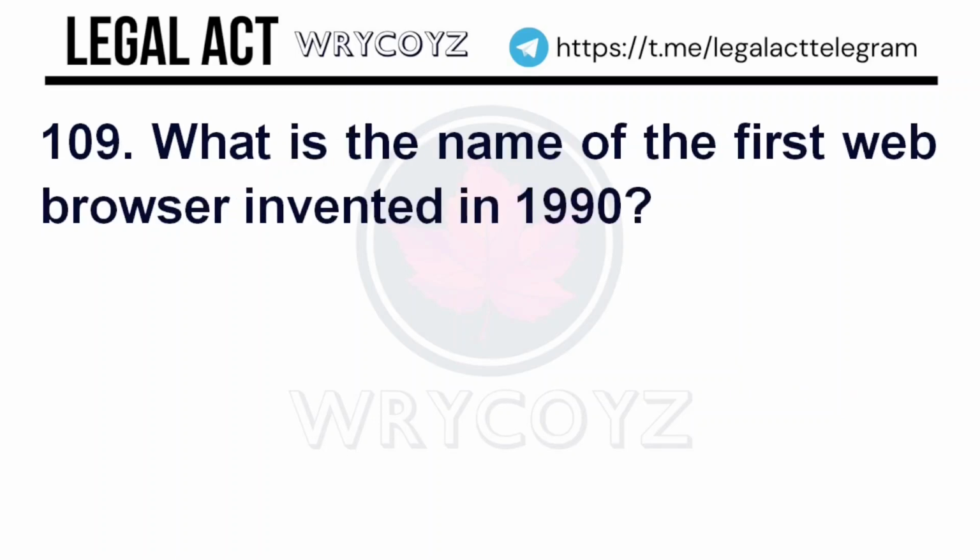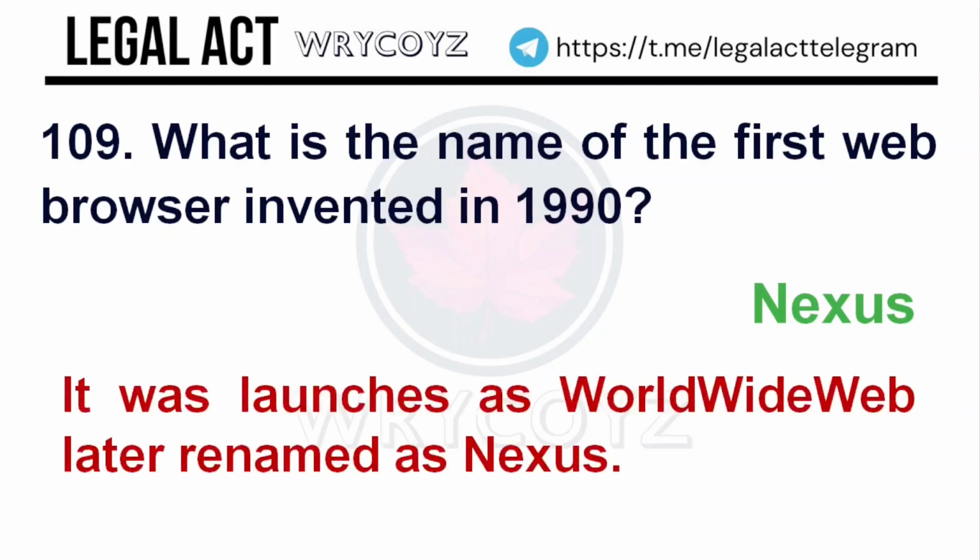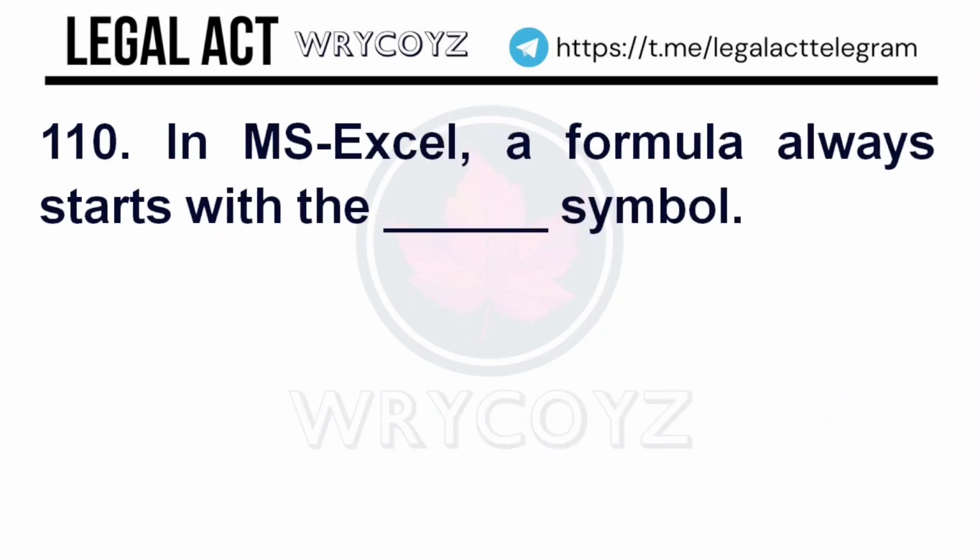109. What is the name of the first web browser invented in 1990? The answer is Nexus. It was launched as World Wide Web, later renamed as Nexus. 110. In MS Excel, a formula always starts with the dash symbol. Answer is equal to sign.